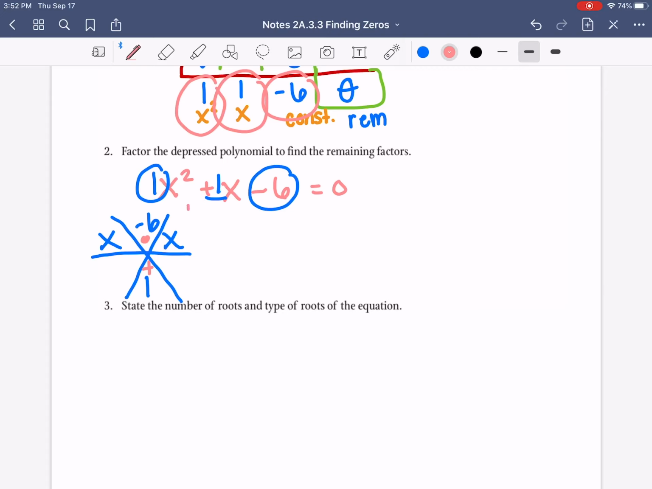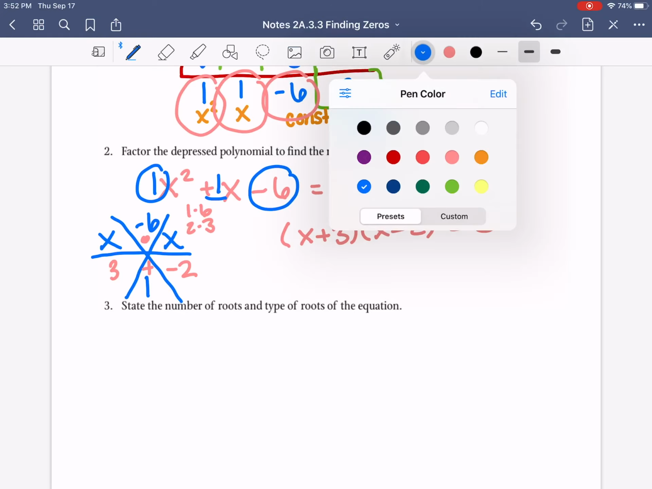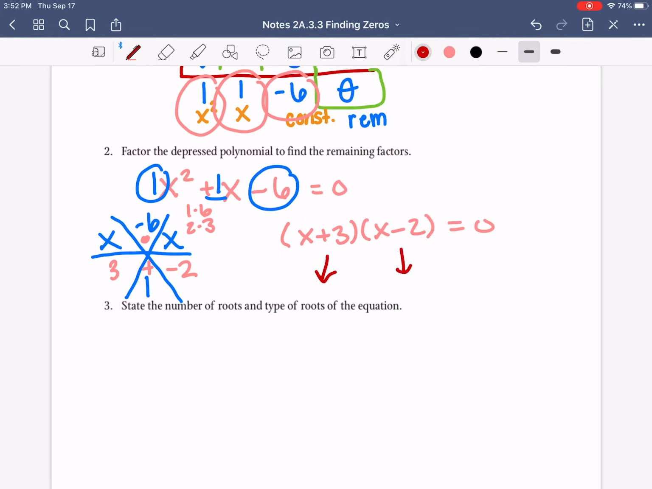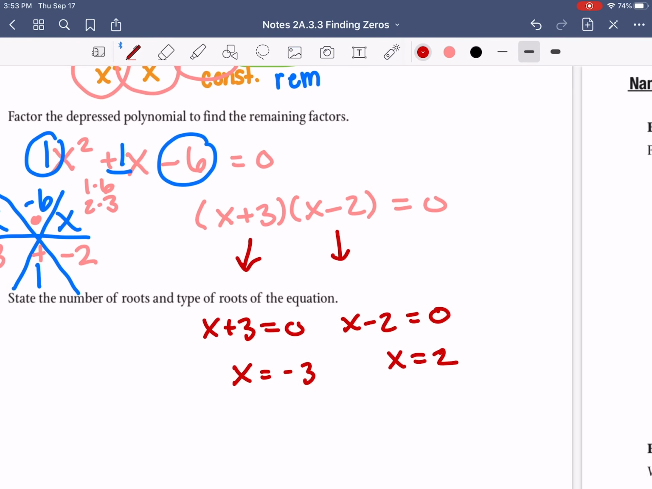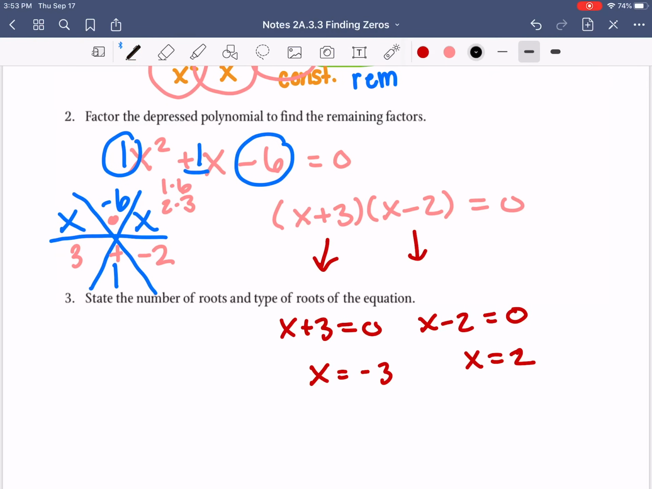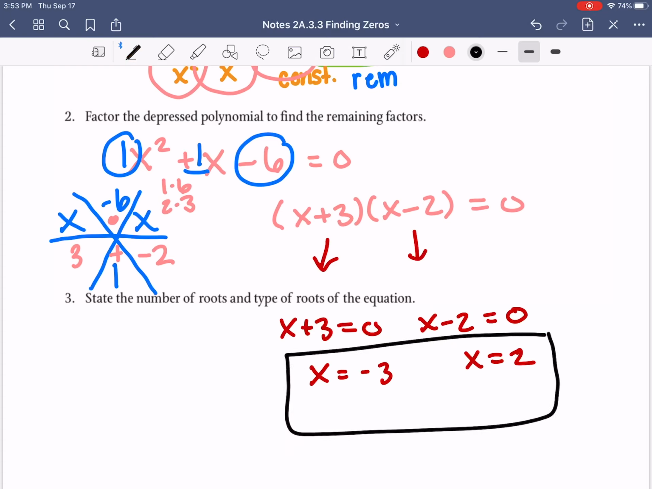Well, the numbers that multiply to 6 are 1 times 6 and 2 times 3. Since it's a negative on top, one of those numbers has to be negative, so it's going to be 3 and -2. So I factored it to get x plus 3 times x minus 2 equals 0, and then I just go ahead and solve both of those. So x plus 3 equals 0, x minus 2 equals 0, and we get x equals -3 and x equals 2. There was one other root, the one they gave us. They gave us -3. Well, we already wrote down -3 as a root, so we have 2 real roots.